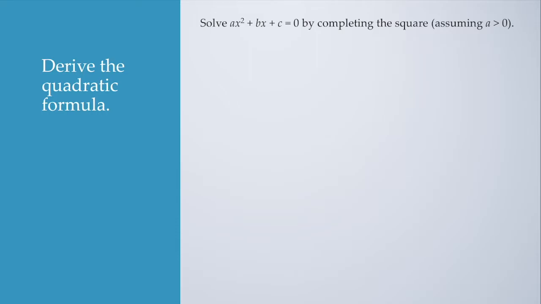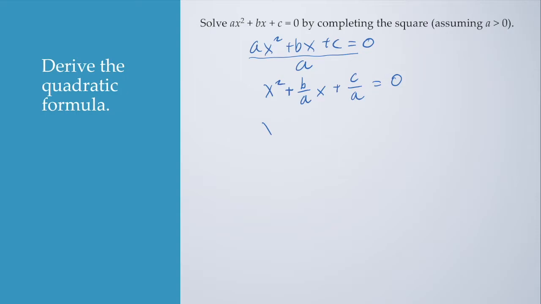So if I have ax squared plus bx plus c is 0, the first step to completing the square is divide each side by a, because we don't know what a is, right? We're going to go ahead and divide everything by a. So I have x squared plus b over a x plus c over a is 0. The next thing I need to do is move our constant to one side of the equality symbol. So I have x squared plus b over a x is negative c over a.